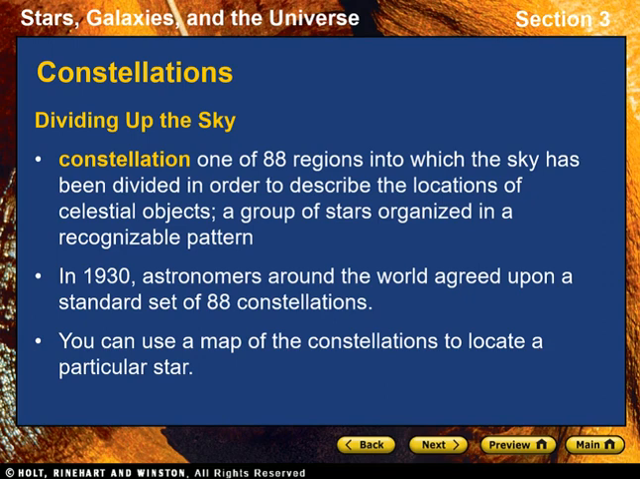Dividing up the sky. In 1930, astronomers around the world agreed upon a standard set of 88 constellations. The stars of these constellations and regions around them divide the sky into sectors. Just as you can use a road map to locate a particular town, you can use a map of the constellations to locate a particular star. Star charts can be found in the reference map section of the appendix of your textbook.